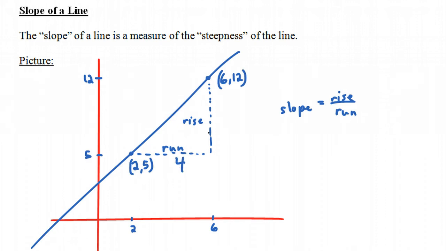The rise is the vertical distance between the two points. This point has a height of 5, and this one is at a height of 12, so the rise is going to be 7. Again, that's really 12 minus 5, which is 7. So the rise over run would be 7 over 4. That's the slope of this line.